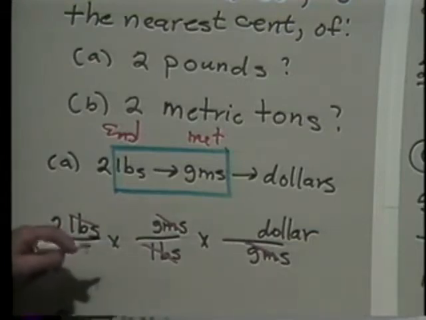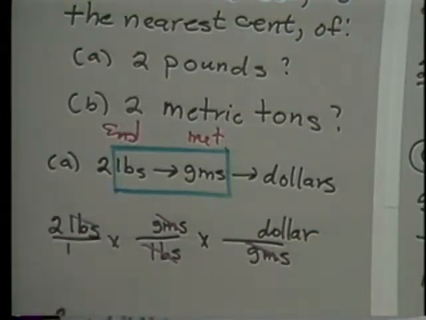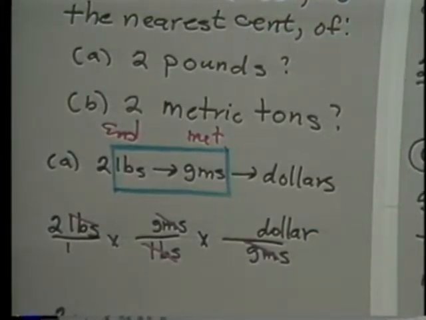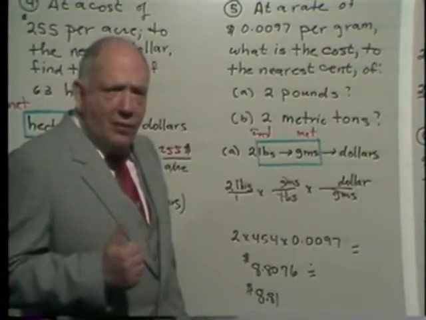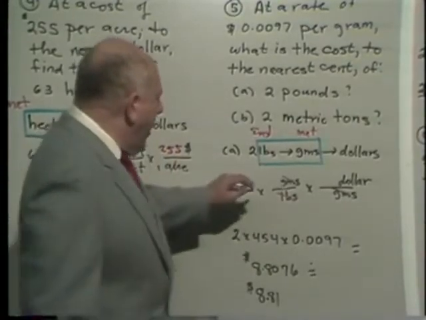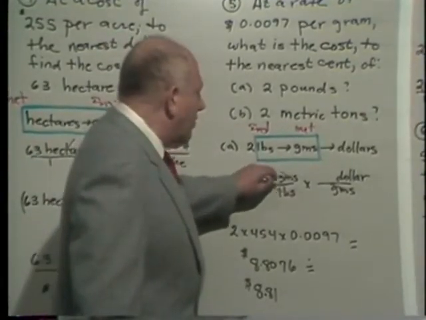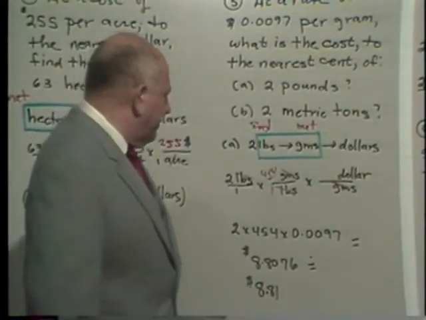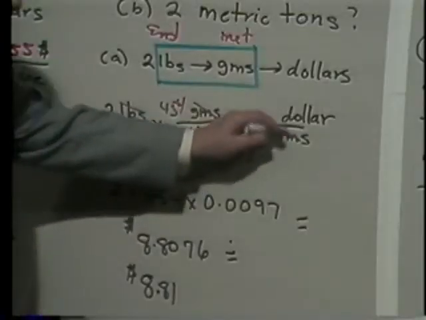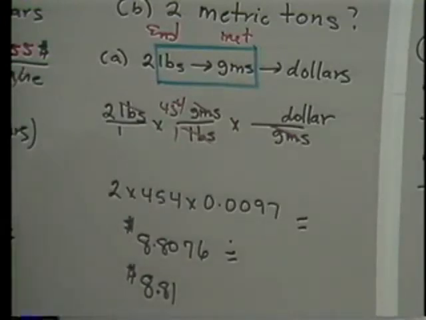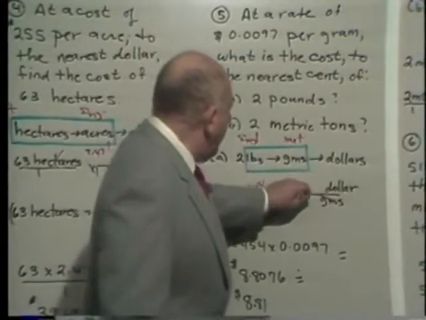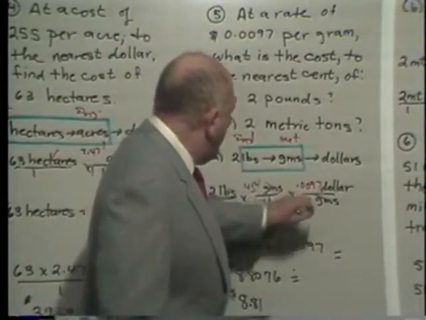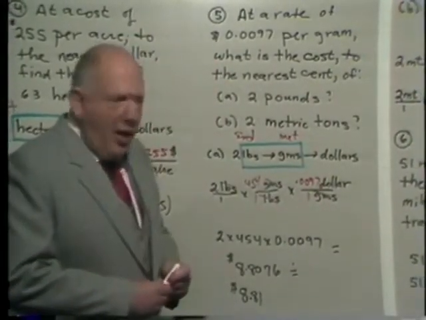Now I fill in the missing numbers. What's the relationship between grams and pounds? That's one of the ones I told you to memorize, or to look up. 454 grams to 1 pound. No more thinking now. Once I know that, the 454 is modifying grams, the 1 is modifying pounds. So I just put that in here. Now I come to this column. What's the relationship between dollars and grams? In this problem, the dollars are 0.0097 per 1 gram.